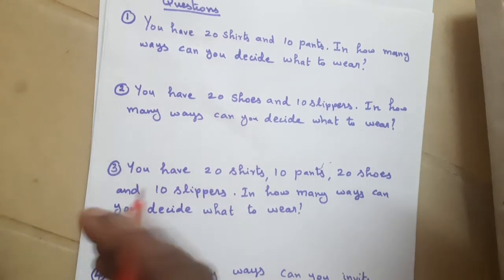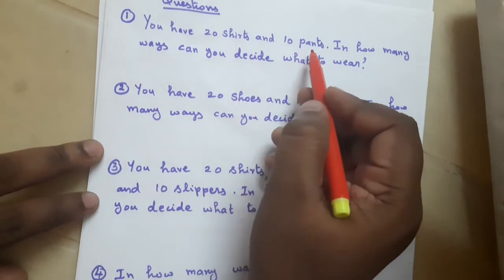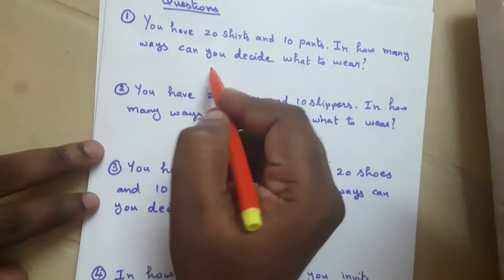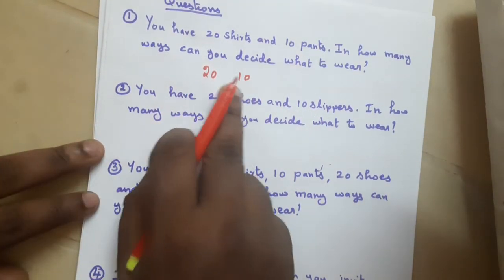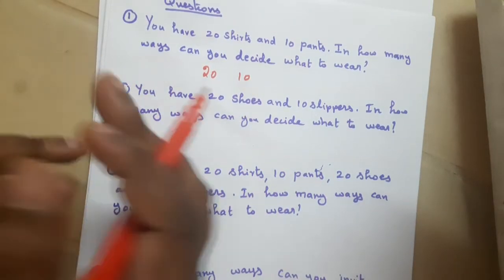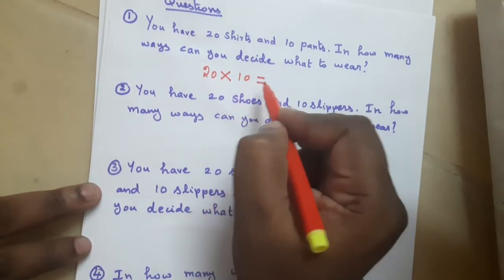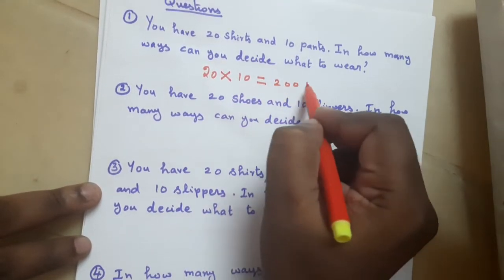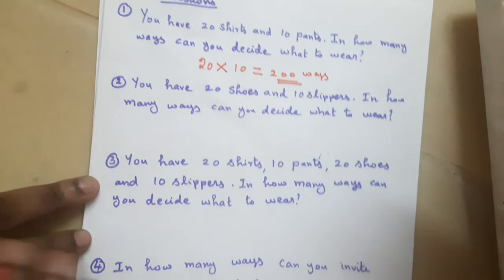So we have 20 shirts and 10 pants. ஸோ நம்ம சட்டையும் பேண்ட்டையும் சேர்ந்து போட்டுக்கலாம். That is, we can wear 20 shirts and 10 pants simultaneously. So here where the word is and, the answer is 20 into 10, 200 ways. This is our answer.